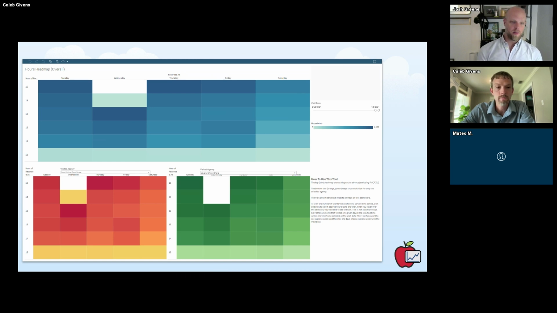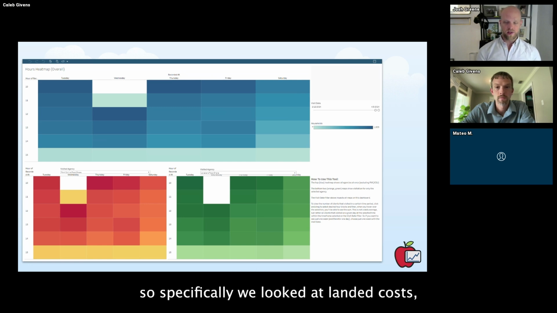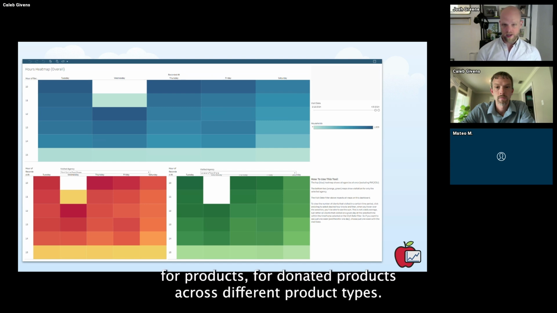This was a new utilization for us this year. We used Tableau to forecast some of our budgeting. So specifically, we looked at landed costs for products, for donated products across different product types.